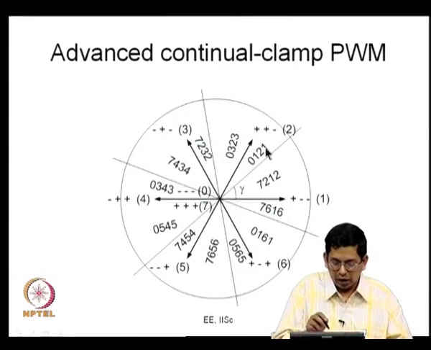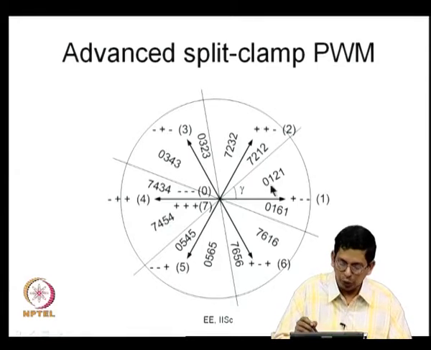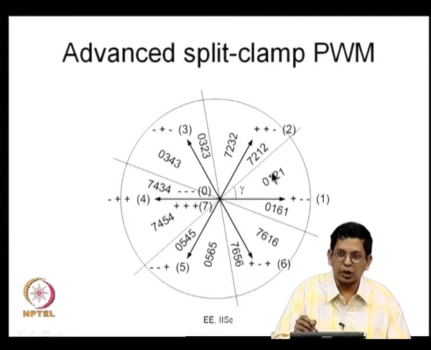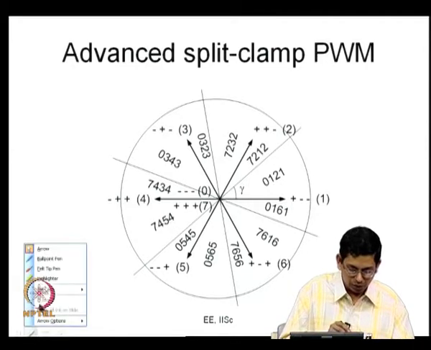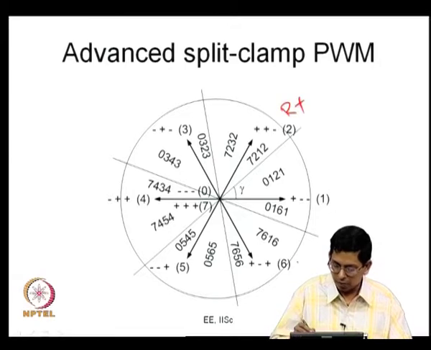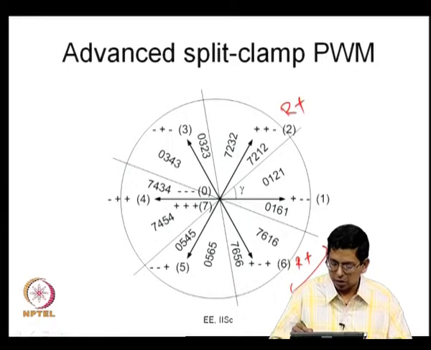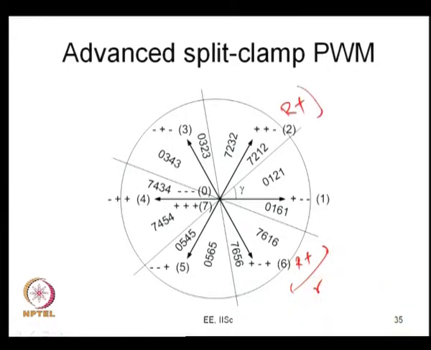So, I have advanced continual clamp and we also have advanced split clamp. We can use 0121 in the first portion of sector 1 and 7212 in the second portion of sector 2. So, let us look at how the R phase would be. The R phase is clamped here to R plus, here also it is R plus. This is for a duration gamma and this is for a duration 60 minus gamma.